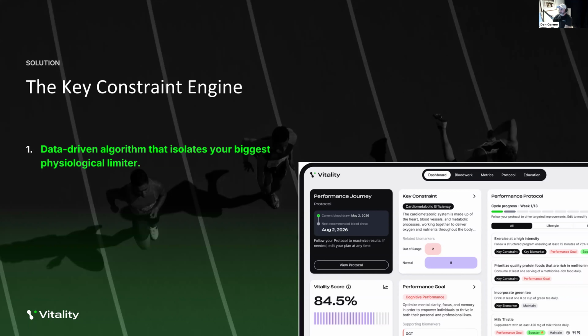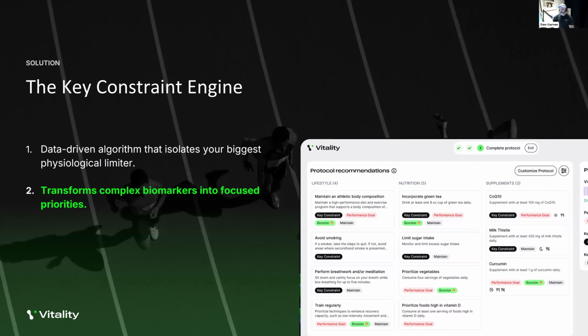This is a data-driven algorithm that isolates your biggest physiological limiter. I'm going to get into a demo in a moment here, but you get a little bit of insight as to how it's going to look on the dashboard here. But you've got an algorithm that isolates your biggest physiological limiter. This is an algorithm trained by me with tons of data to identify a true root cause in the snap of a finger when you upload blood work.